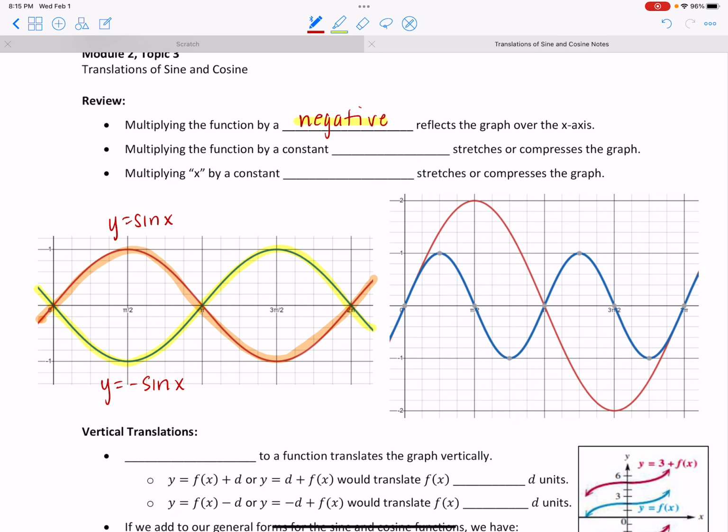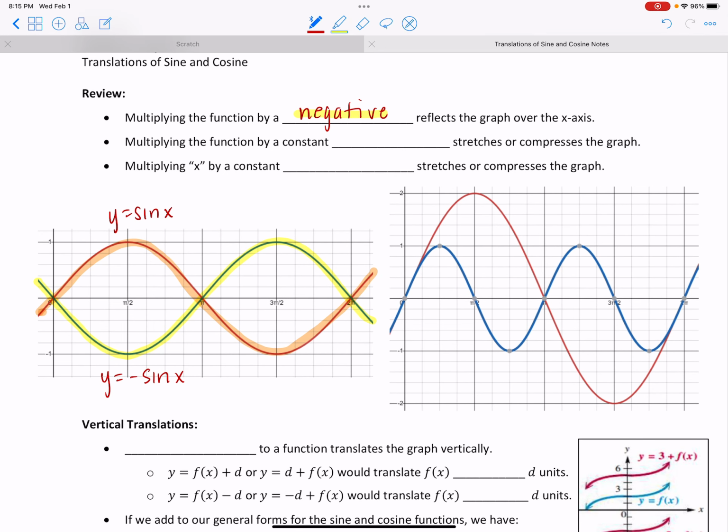All right, and then we talked about what happens when we multiply by a constant, either multiplying the function by a constant or multiplying the x value by a constant. So if we multiply the function by a constant, then what happens is we are going to vertically stretch. Think about the function values being the y values, so we move vertically, which would be up and down along the y-axis. That would be basically what's happening in this picture.